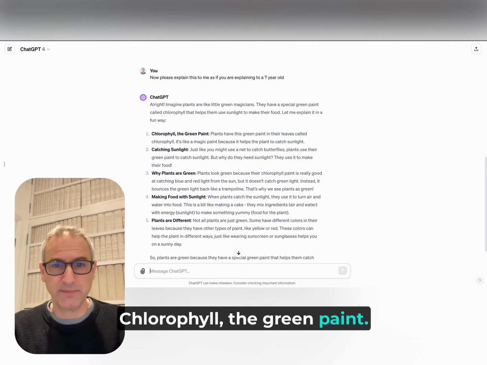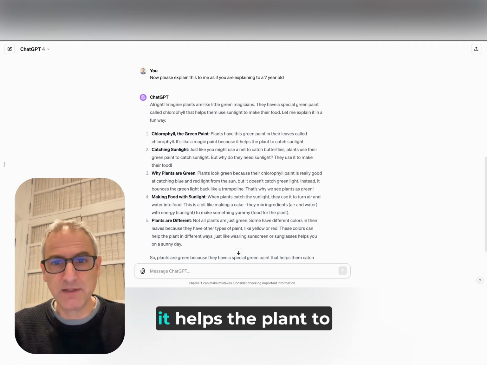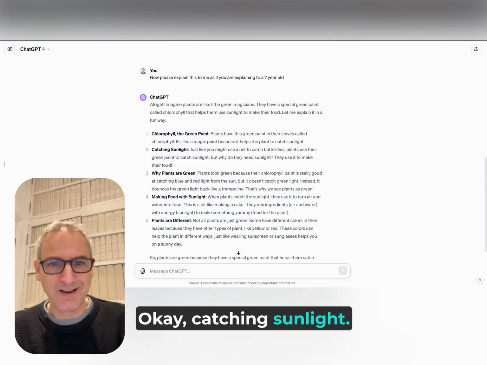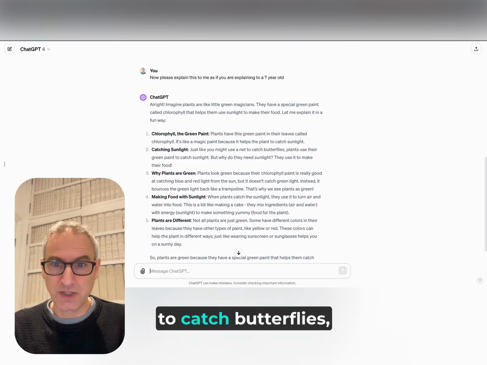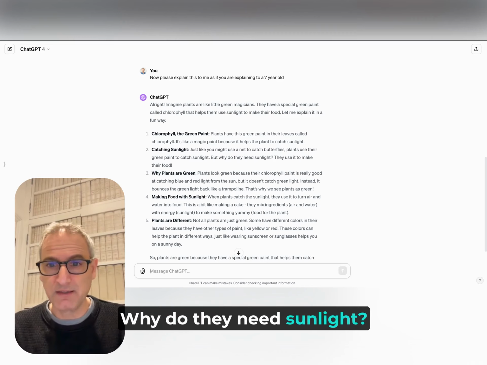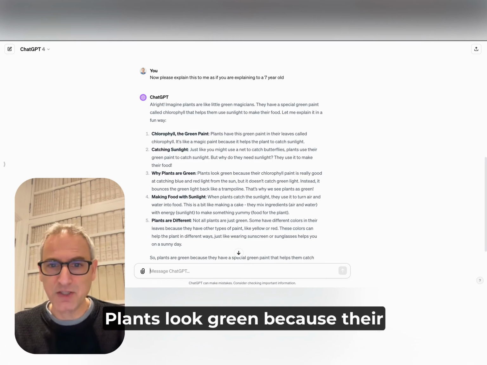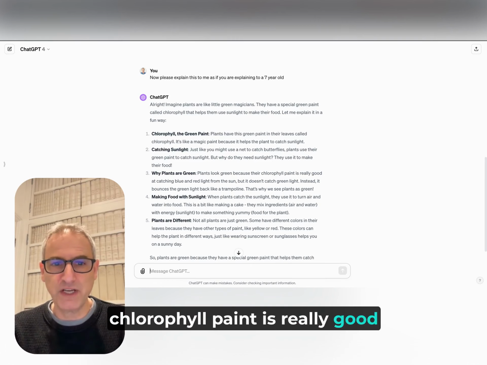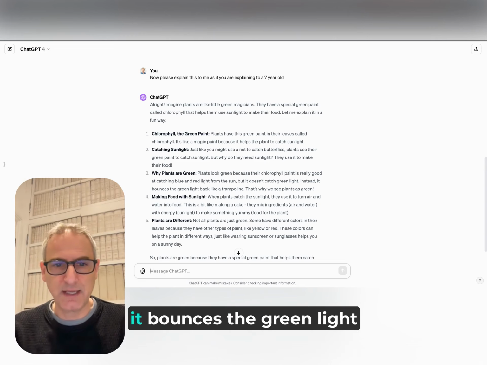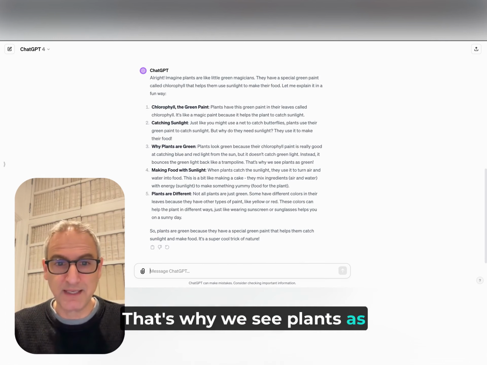Chlorophyll, the green paint. Plants have this green paint in their leaves called chlorophyll. It's like a magic paint because it helps the plant to catch sunlight. Okay, catching sunlight. Just like you might use a net to catch butterflies, plants use their green paint to catch sunlight. But why do they need sunlight? They use it to make their food. Okay, so number 3, why plants are green. Plants look green because their chlorophyll paint is really good at catching blue and red light from the sun, but it doesn't catch green light. Instead, it bounces the green light back like a trampoline. That's why we see plants as green.